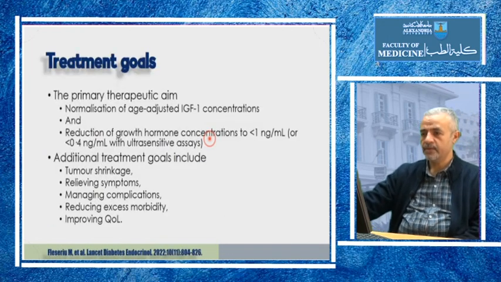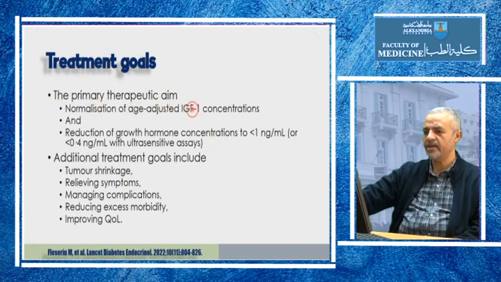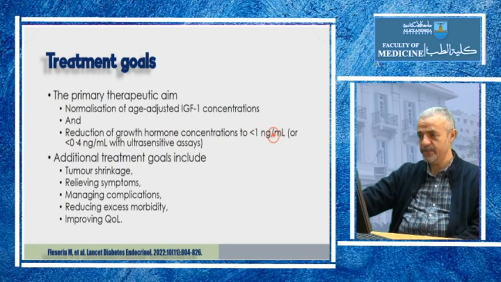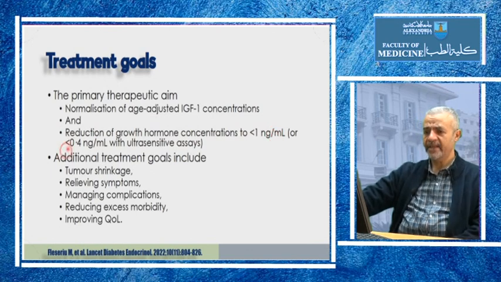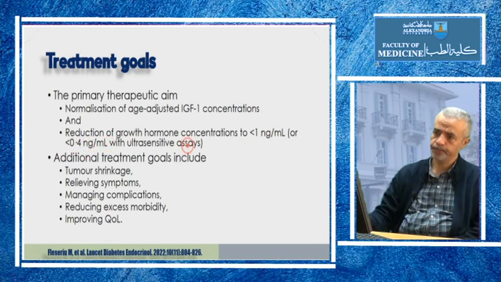The treatment goals should be to normalize age and sex-specific IGF-1s and to reduce growth hormone concentrations to less than 1 nanogram per ml or 1 microgram per liter, if you are using the conventional assays, which is available in Egypt, or less than 0.4 nanogram per ml if you are using the ultrasensitive assays.